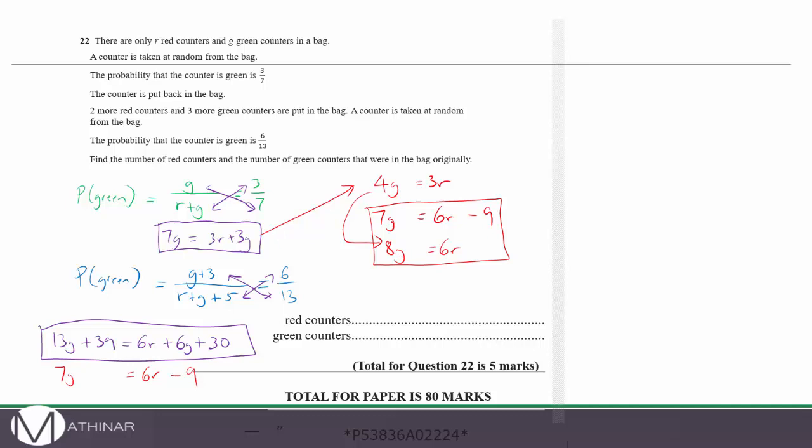If we do 8G take away 7G, that leaves us with 1G, and then 6R take away 6R, they cancel each other out, and then 0 take away minus 9 leaves you with plus 9. So we've now got G is equal to 9. If we now substitute G equals 9 into this equation here, we get 4 times 9 equals 3R. So 36 equals 3R, so R is equal to 36 divided by 3, which is 12. So the number of red counters was originally 12, the number of green counters was originally 9, and that will get you full marks.